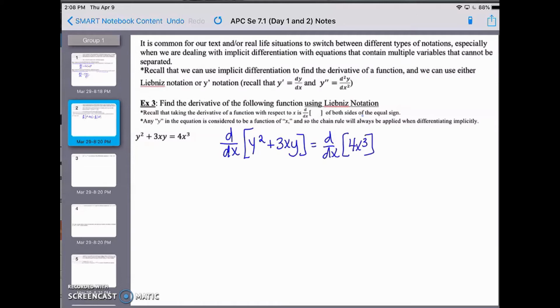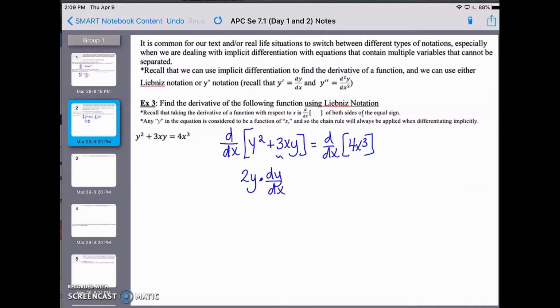Okay, so now when we take the derivative with respect to x, again, anything that is a y is considered to be a function of x, so that's going to be chain rule. So the derivative of y squared would be 2y times the derivative of y, which would be dy/dx, right? The derivative of our function y with respect to x.